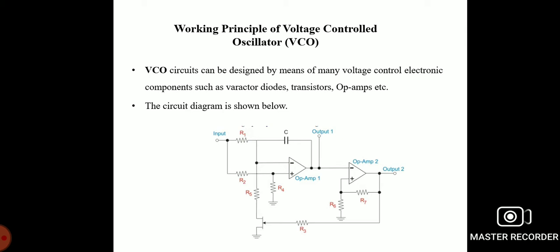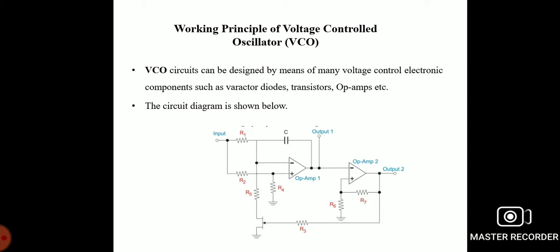It can control the majority level of the output current given to the inverting stage of the secondary op-amp. R7 and R6 are load resistances connected to the ground and then connected to the gate voltage. So this is the functional principle of the voltage controlled oscillator.